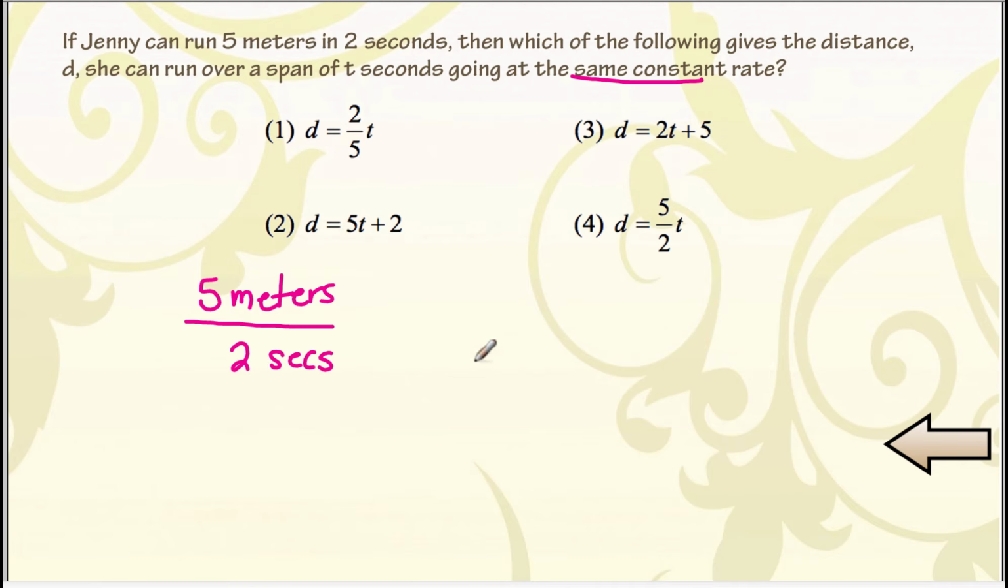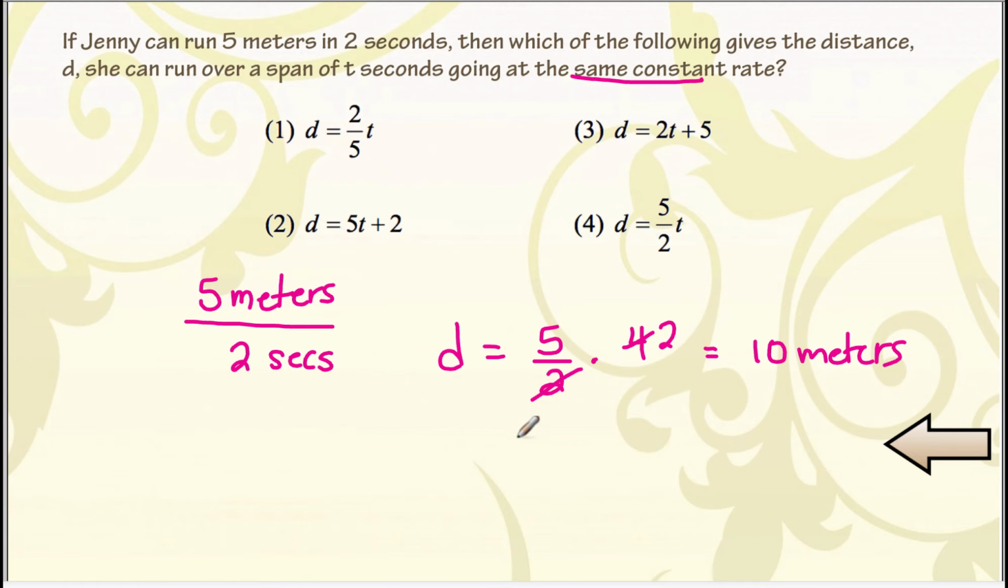So for example, if we wanted to figure out her distance, we would take her rate and multiply it. Let's say she ran for 4 seconds. Then she would have gone 10 meters. And it makes sense because she's going 5 meters per 2 seconds. So if she went for 4 seconds, we double it, we get 10.